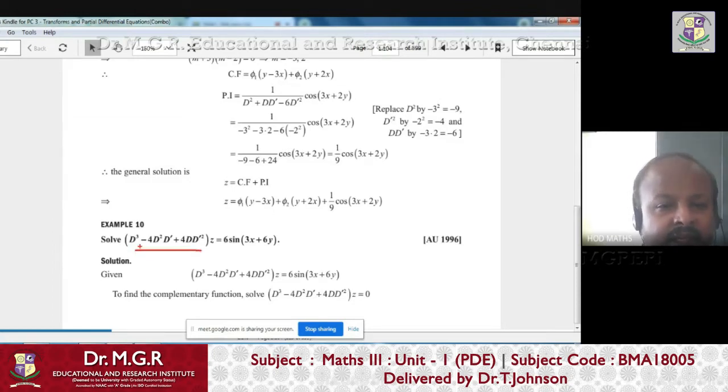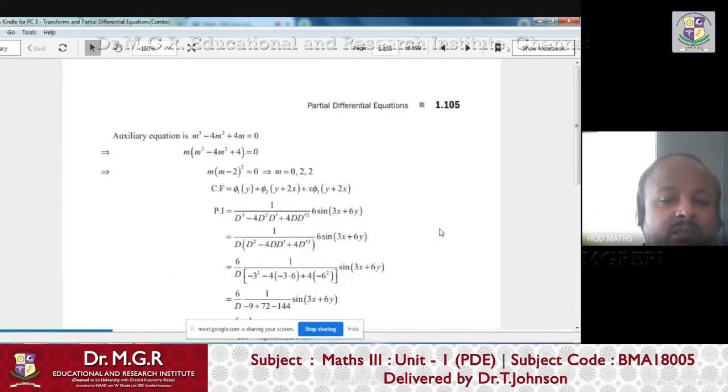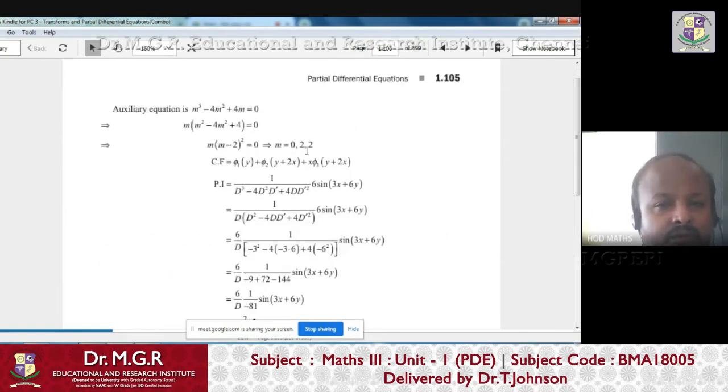So here it is a third order problem. See, it is D cube, D square D dash plus 4D D dash square. So everywhere the order is 3. So definitely you have a third degree polynomial. So you have 3 roots. So here we are getting 3 roots, 0, 2, 2, and in such a manner they can write the complementary function also. So in that case it is no problem, right?